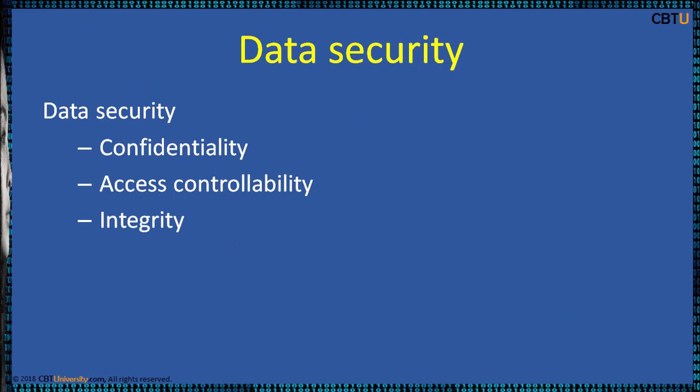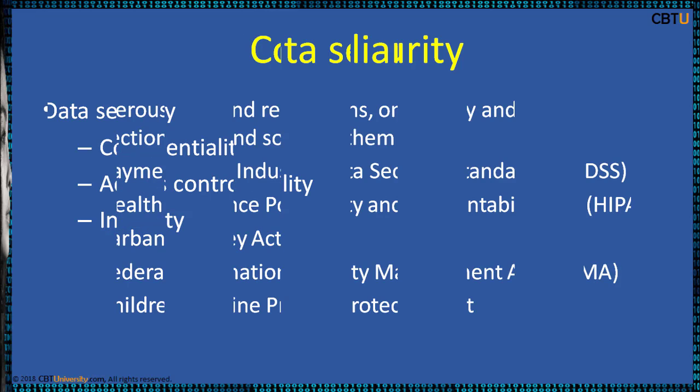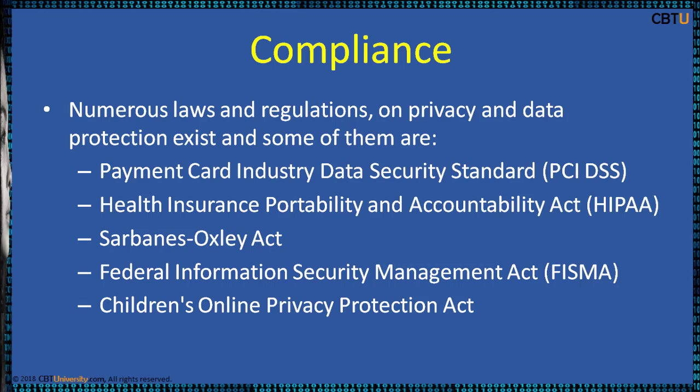Data security comprises these three parameters: data confidentiality, access controllability, that is, only authorized users can access the data, and data integrity, which demands maintaining and assuring the accuracy and completeness of data. Numerous laws and regulations on privacy and data protection exist, and some of them are PCI DSS, HIPAA Act, SOX Act, FISMA, and many others.